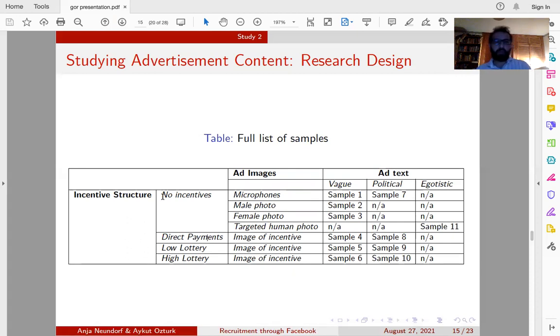In addition to that, we also varied images and advertisement text. In the case of images, some of our images were just base condition microphones, as we have used in study one. In others, if there's an incentive, we have used the image of incentive. In some other advertisements, we used human photos to see whether male or female photos would appeal to people. And in some advertisements, our advertisement text mentioned the political content. In others, it did not. And in the egotistic one, we just try to appeal to people's egos, saying that they are specially selected for these surveys.